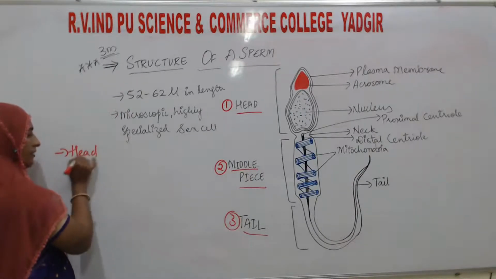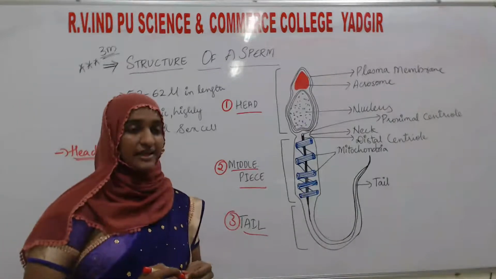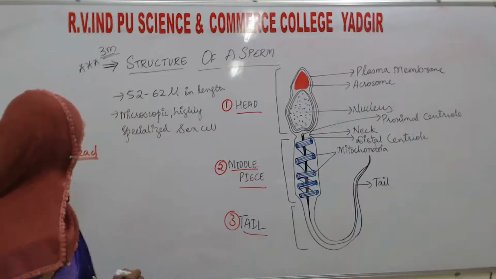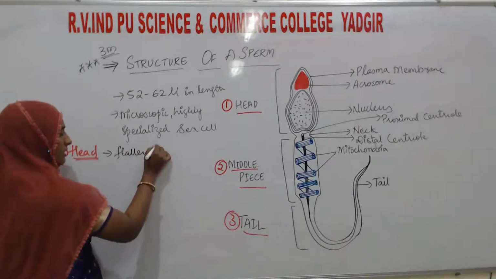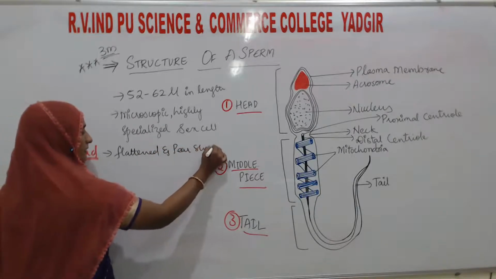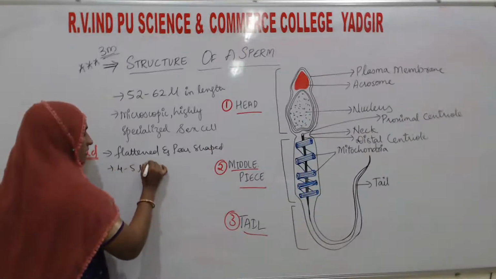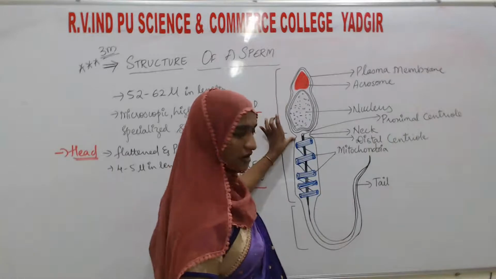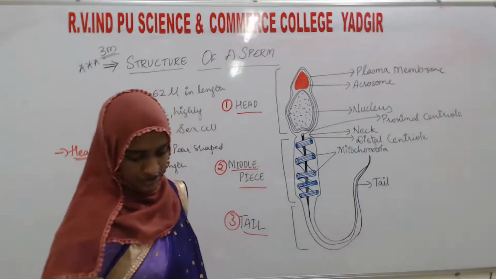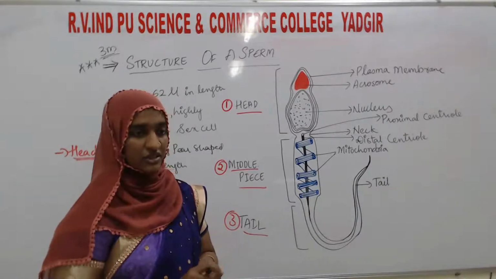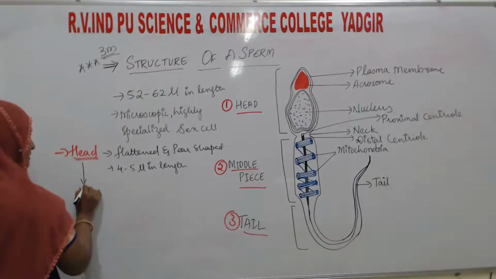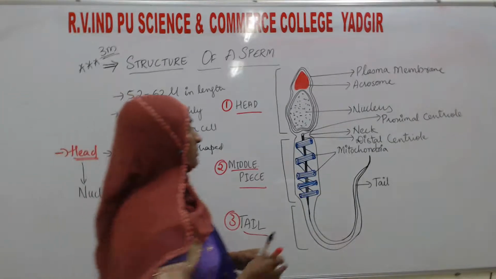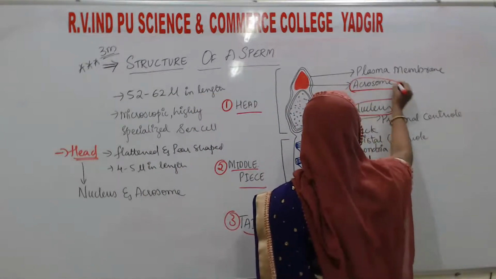First it is the head. The head is slightly flattened and pear shaped, which measures about 4 to 5 micron in length. This total part, from this to this, you can call the head, which is pear shaped, and it consists of 2 regions. How many regions? Mainly 2 regions. What are they? The nucleus and the acrosome.